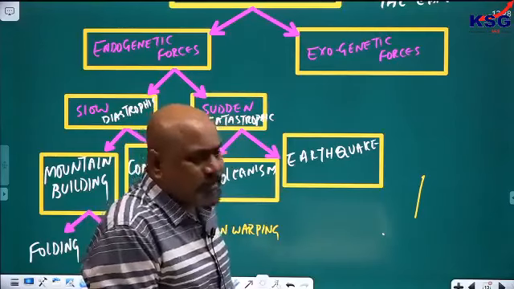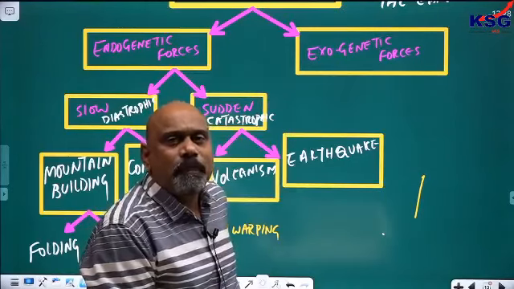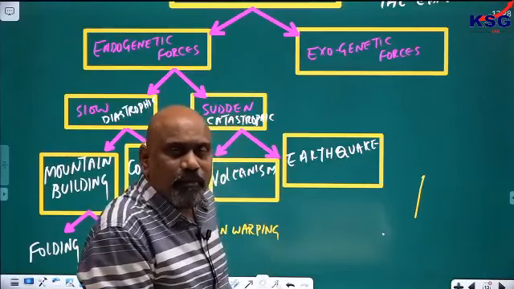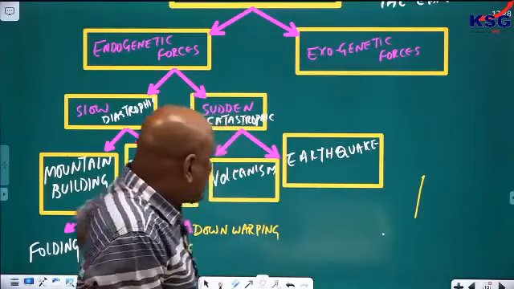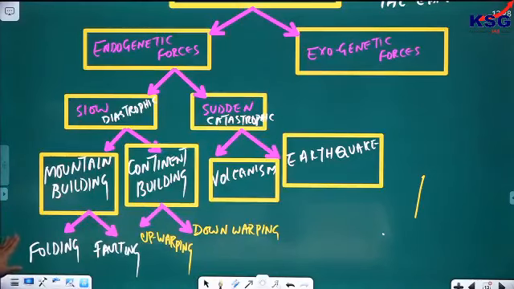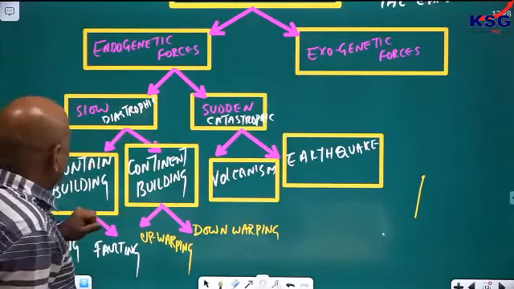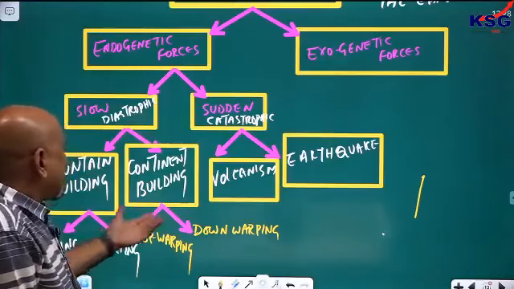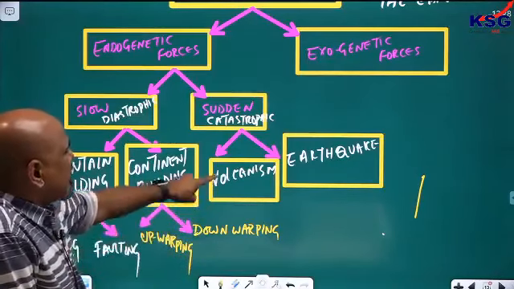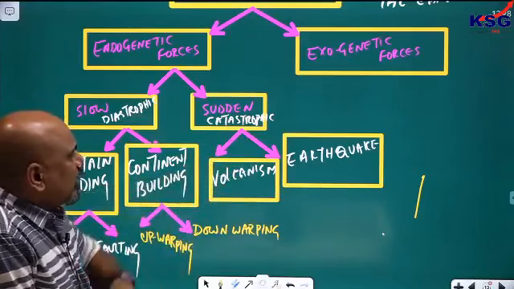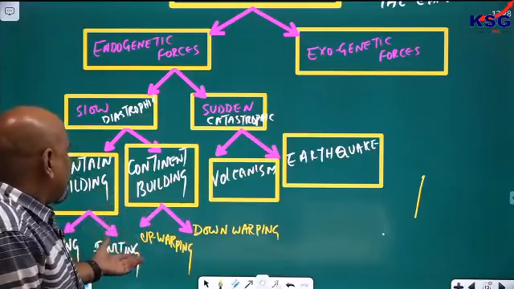Both endogenetic and exogenetic forces are involved, for example in forming a basaltic plateau, or forming a fold mountain. These are certain things which you need to see. Mountain building can be diastrophic, meaning slow forces, and sudden is catastrophic. Mountain building can be due to folding, faulting, or volcanic eruption. Volcanism can give different landforms like volcanic mountain and volcanic plateau; earthquake and faulting will be there. Continent building: upwarping, downwarping.